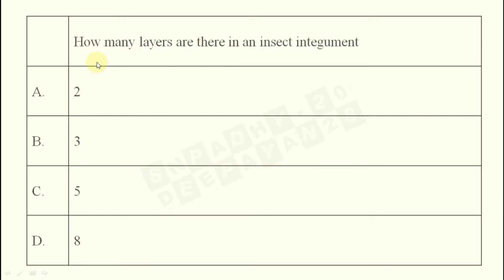Next question: how many layers are there in an insect integument? Three layers are there. So what are those three layers? Those three layers are the outer cuticle, the middle epidermis and the inner basement membrane. So like this, three layers will be there in an insect integument.